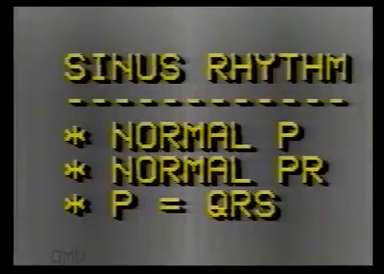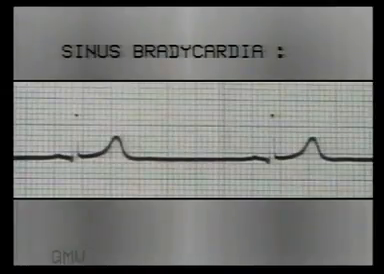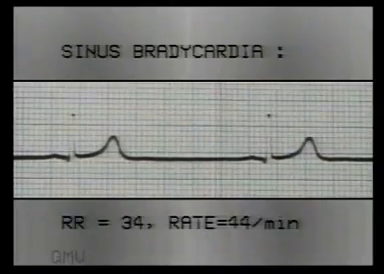Number 1, the P wave morphology should be normal. Number 2, the PR interval should be normal and constant. And number 3, each P wave should be followed by a QRS complex. In such a case, if the heart rate is below 60 per minute, that is RR interval is more than 25 small squares, it is termed as sinus bradycardia.